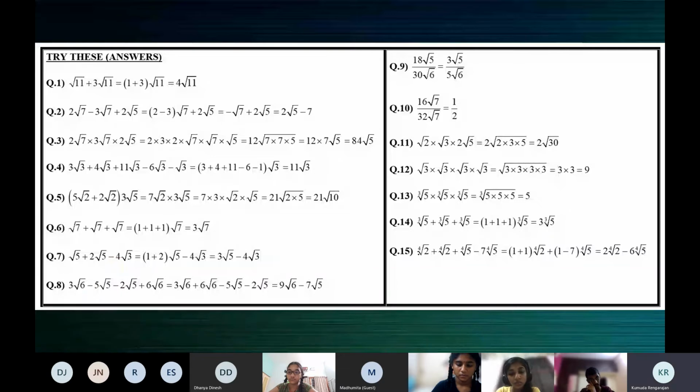In the last one, of the fourth order, we have fourth root of 2, fourth root of 2, fourth root of 5, 7, fourth root of 5. Let's understand how to read them. Fourth root of 2.